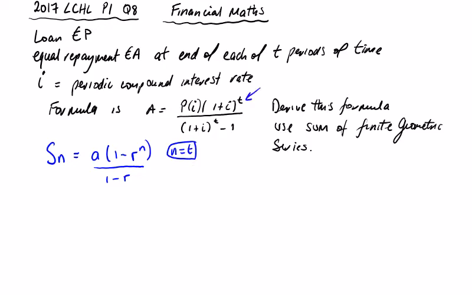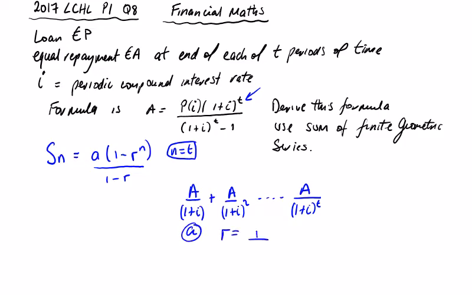They've given us T. If we reverse the order of these payments, they become less valuable. A over 1 plus I will be the last payment. A over (1 plus I) to the power of 2 will be the second last payment, and so on. And this is in reverse. The first payment is A over (1 plus I) to the power of T. So we do it in reverse here. So we have a, in simple terms, this is my little a. For the common ratio, I have to multiply each term by 1 over 1 plus I.